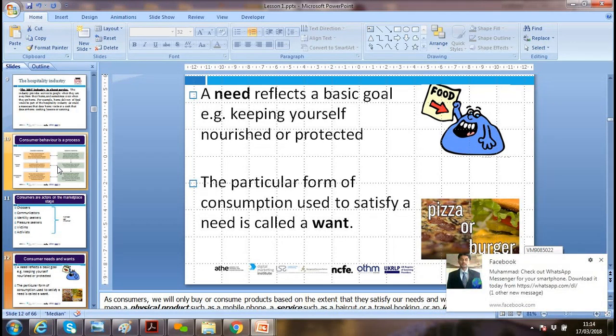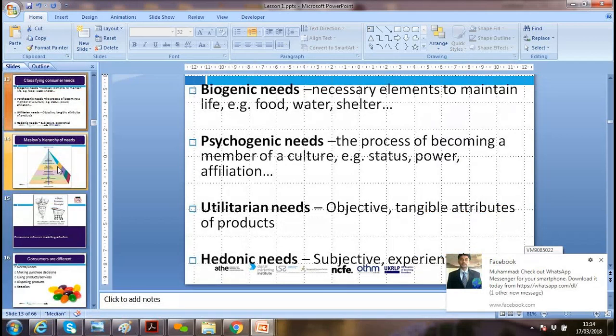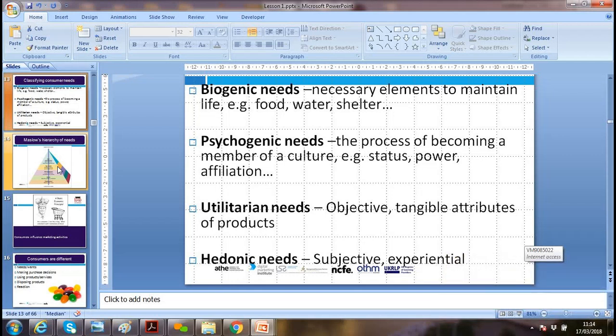What is a need? A need is a basic thing without which we can't survive. Pizza or a burger could be a need, and a want is when you want something specific. So there is a difference: a need is a basic thing which we can't survive without, like water, and food is a basic necessity. And then a want could be something more specific, so we need to go through those things.